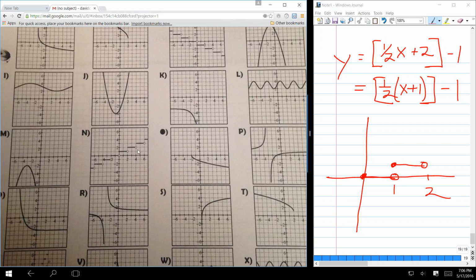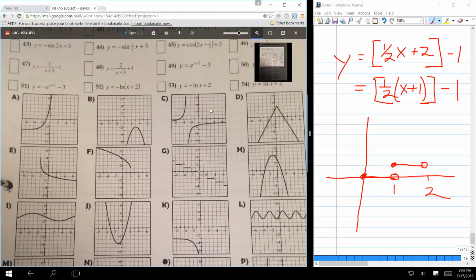Plug in 0 for X. So 0 plus 2, so greatest integer of 2 minus 1. So it should be 1, and that is 1 right there. Can you see where my cursor points? Yeah. That's X equals 0, Y equals 1. Okay, all right. Let's scroll up.